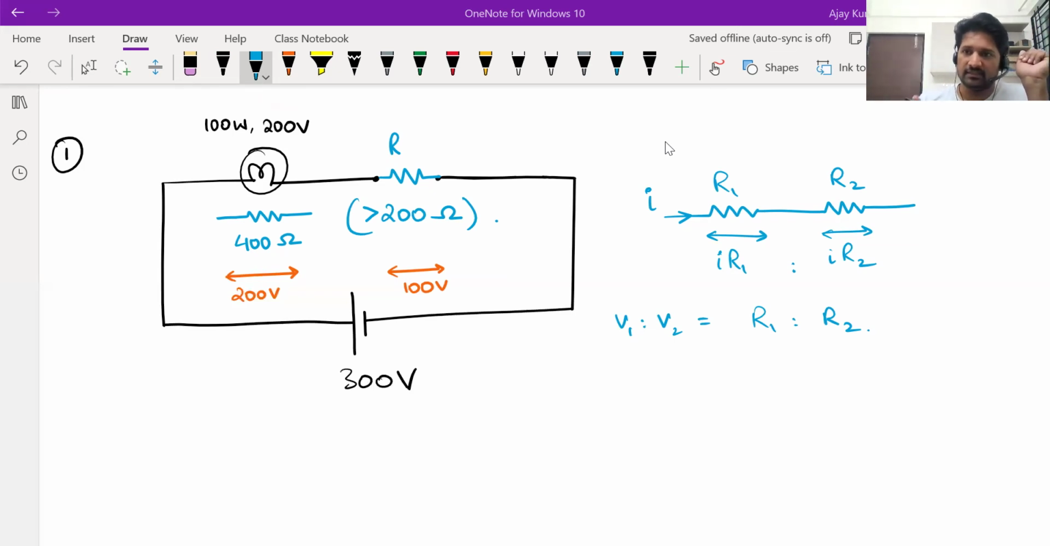But if you increase the other resistance beyond 200, then the ratio will become less than 2 is to 1. 400, 200 ratio is 2 is to 1. But if the other resistance is increasing, then the ratio decreases. Then the voltage share of the bulb will decrease. The bulb will not get 200 volts. And if the bulb doesn't get 200 volts, it cannot consume 100 watts. It won't glow as bright as possible. It won't give out its best possible brightness. That's all. It will still function.